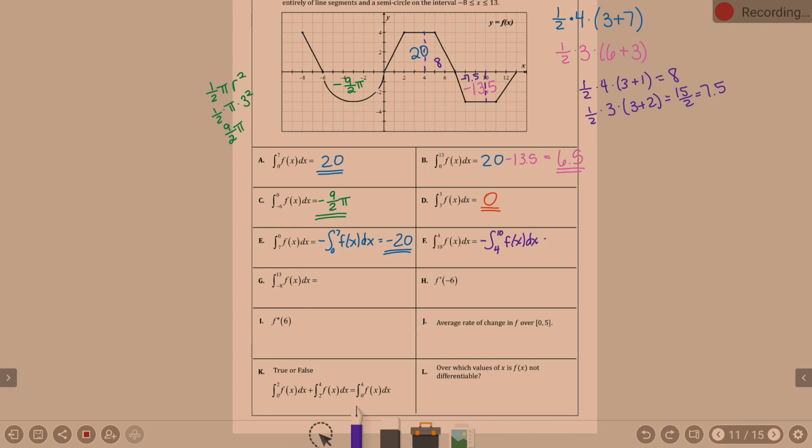Okay, so it's going to be the negative of, what are we going to have to do? We had 8 for the positive section, 7.5 for the negative section. So 8 minus 7.5 is going to be a half. And the opposite of it means we're going to have negative 1/2 or negative 0.5.